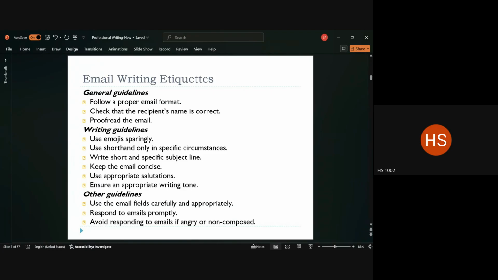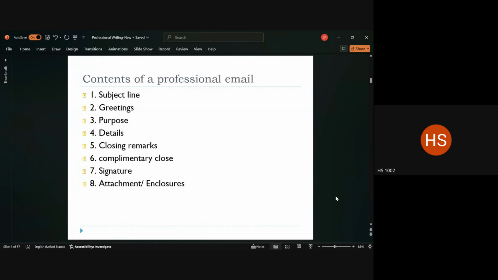Last thing here, avoid responding to emails if angry or non-composed. Obviously, this is not applicable just in the case of emails. Generally, you are not expected to respond to anything if you're not in the right frame of mind. If you're angry about something, or you don't feel okay responding to it at that point, it's absolutely okay. You can just send in a line of response saying that I would reach out to you very soon, right? That should be a courtesy email. And then, of course, once you are settled, you can respond to it, right?